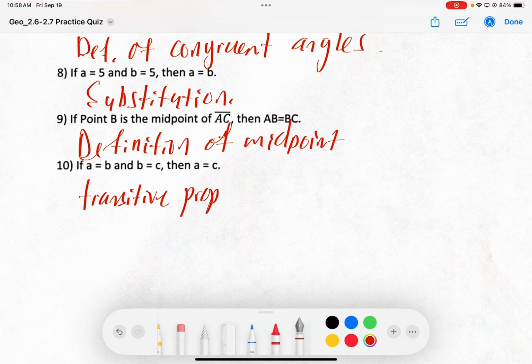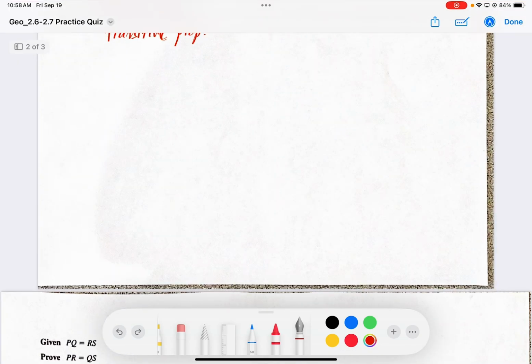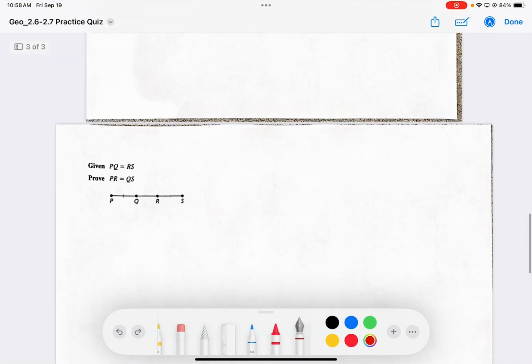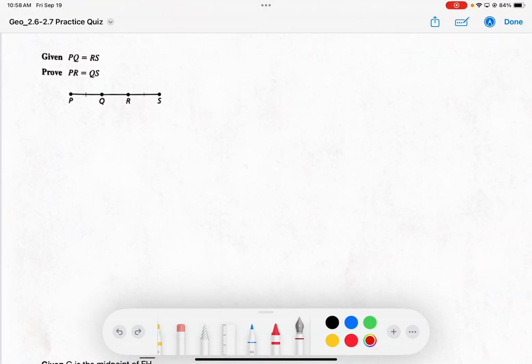All right, cool. I wanted to roll through those quick. Let's do the proofs that are on here. Just more segment proofs. We've just been pounding away at them. Given PQ equals RS, we're going to prove that PR is equal to QS. This is another very similar segment proof that we've done a couple times before. So try it out, statements and reasons.